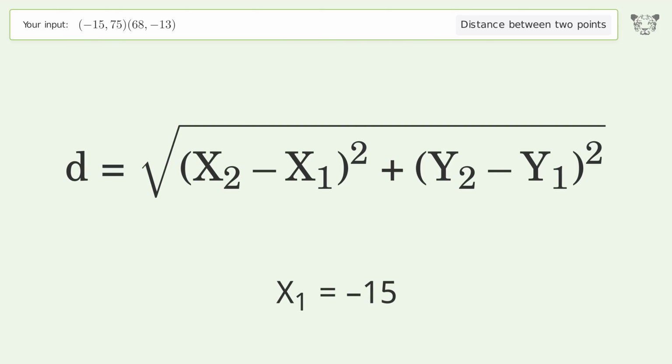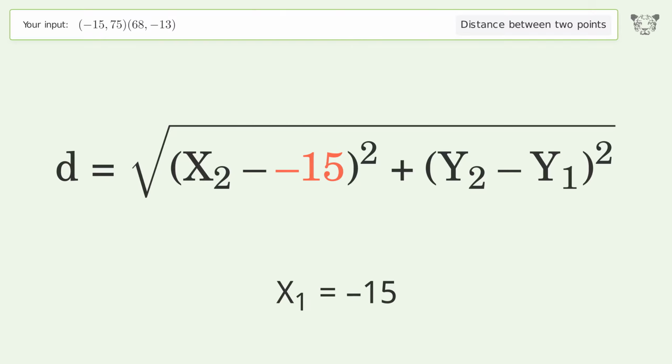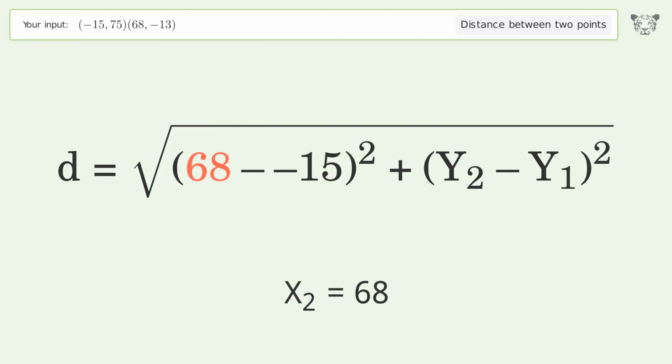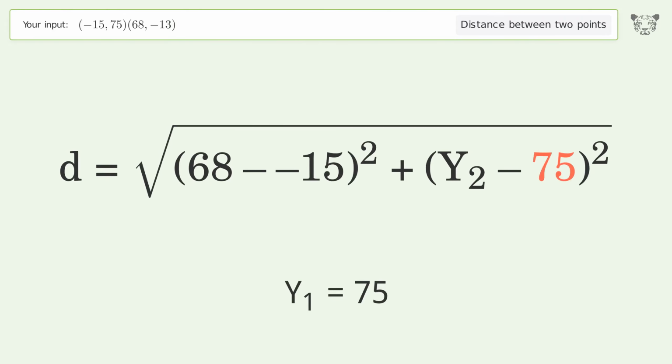x1 equals -15. x2 equals 68. y1 equals 75. y2 equals -13.